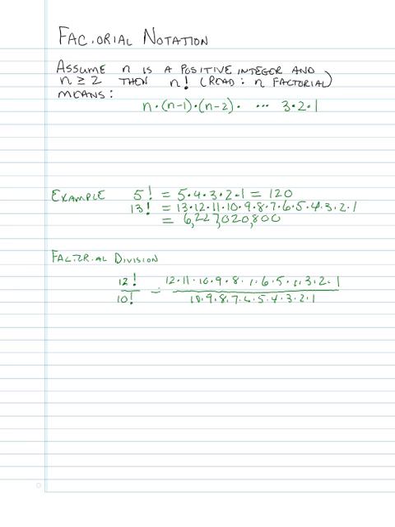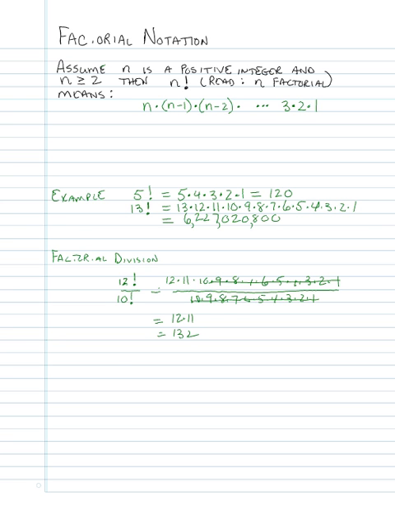Oh, but then we look above and we look below, and all of these numbers above will cancel with all these numbers below. And so all we really have is a 12 times 11. And 12 times 11 is just 132. That we could have done pretty easily.